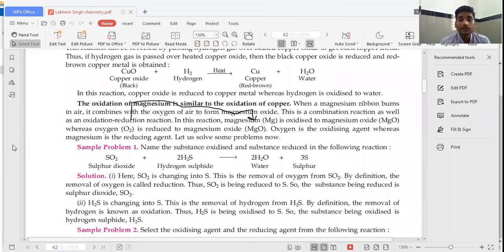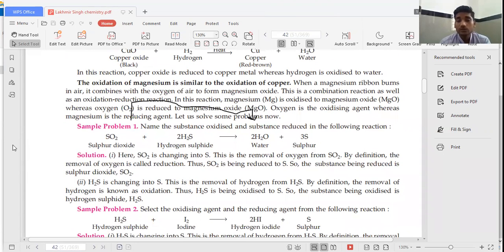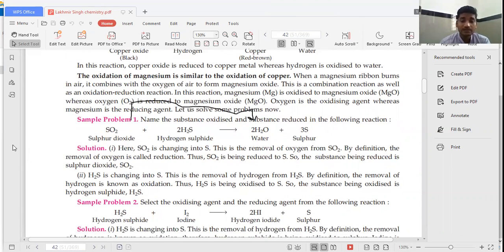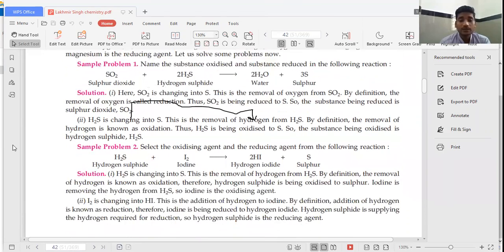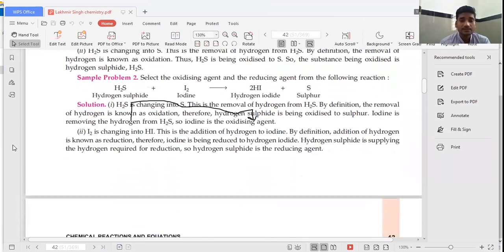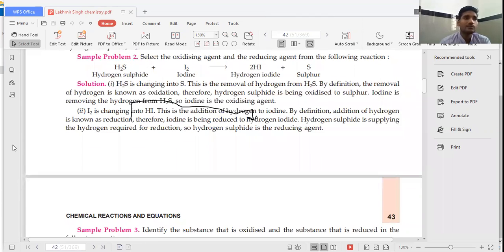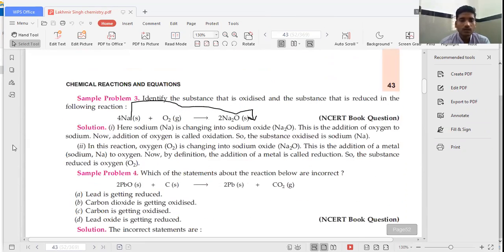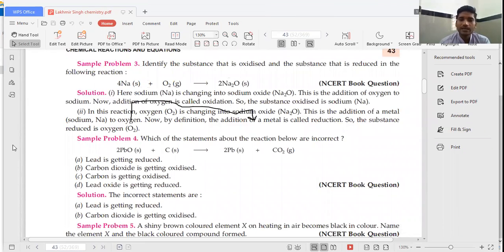Copper oxide plus H2 gives copper plus water. Again, it is easy for you to understand. SO2 plus 2H2S gives 2H2O plus 3S, and H2S plus I2 gives 2HI plus S. From H2S, S is forming, removal of hydrogen, so oxidation. In iodine, hydrogen is being added, so reduction. Okay. Then we have Na plus O2 gives Na2O.